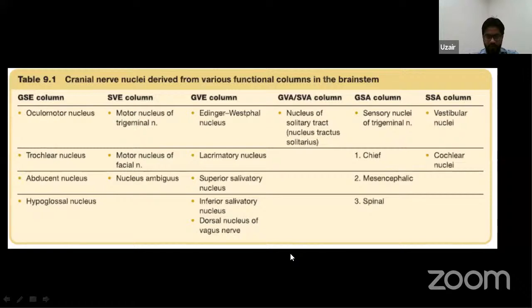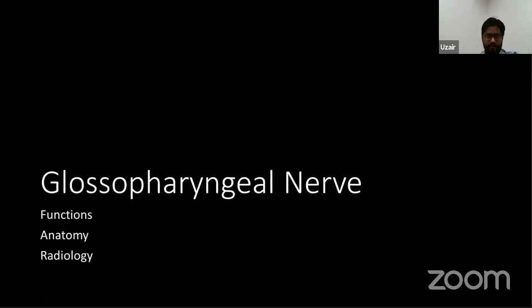So now we have discussed the brainstem nuclei and the functional components. Now moving further, we have our focus on the glossopharyngeal nerve. We are going to discuss the functions of the glossopharyngeal nerve, its supply, its anatomy, origin, and radiology.